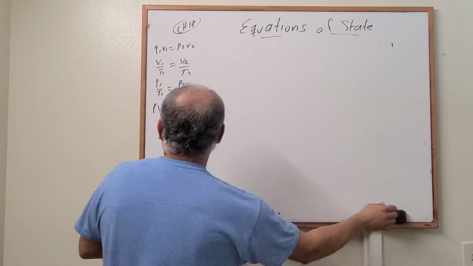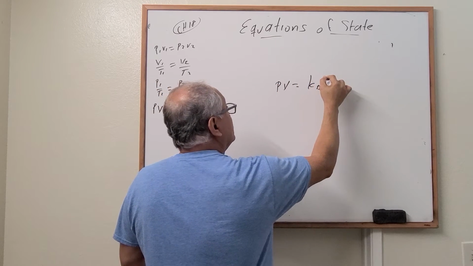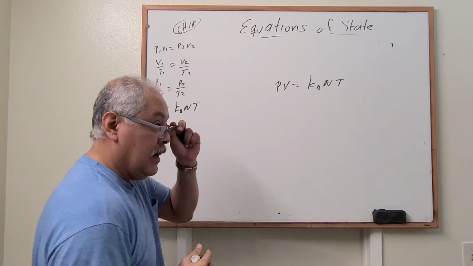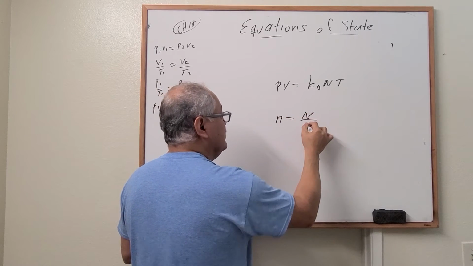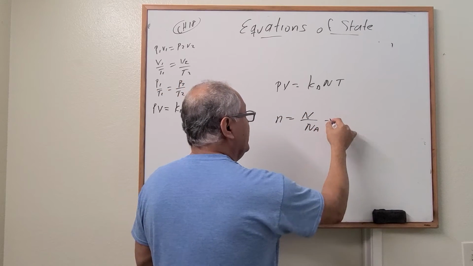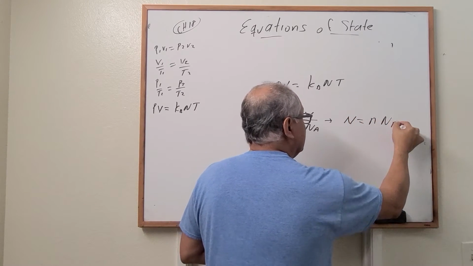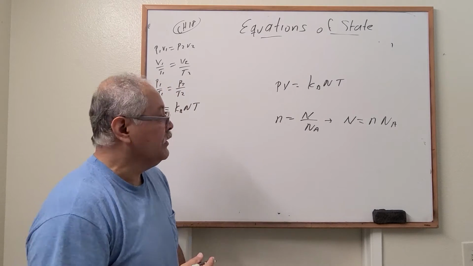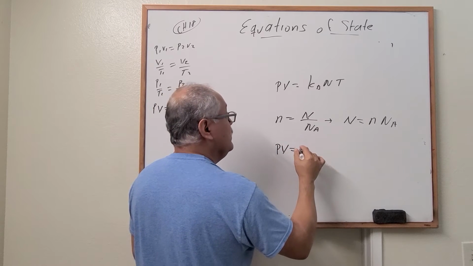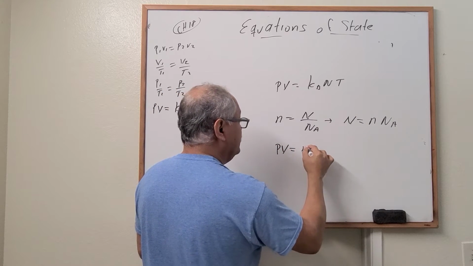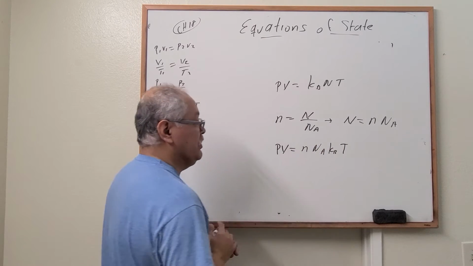The number of moles. We are right here. PV equals Kb times the temperature. Remember, number of moles equals number of particles divided by Avogadro's number. From here, the number of particles equals the number of moles times Avogadro's number. Now let's substitute this value right here, and what do we have? We have that PV is equal to n times Avogadro's number times Kb times the temperature.